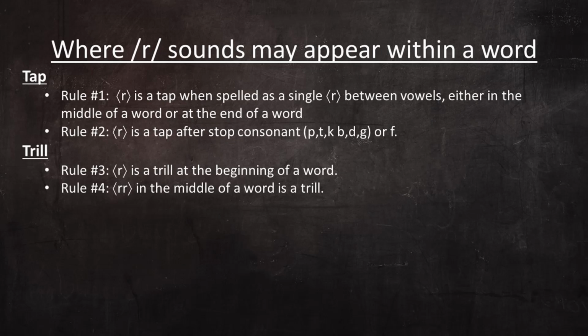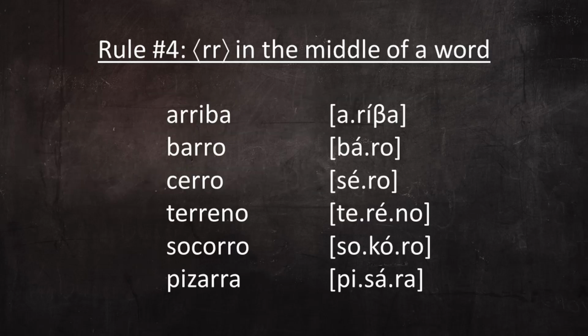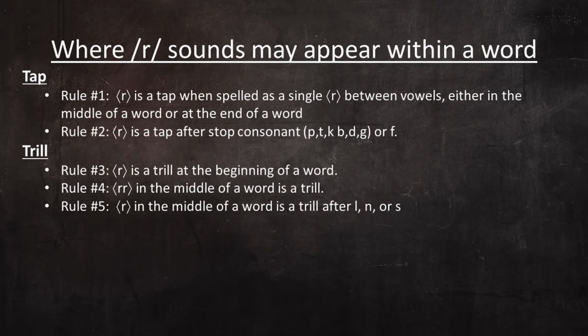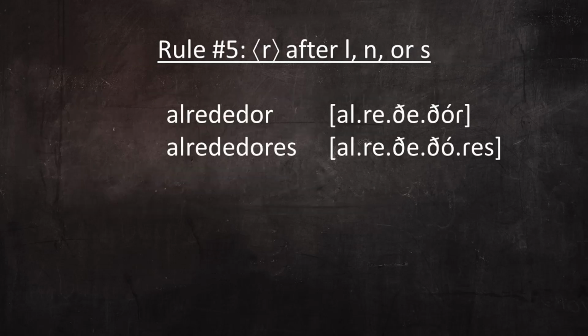When a double R appears in the middle of a word, it's pronounced as a trill. Observe these examples. Arriba, barro, cerro, terreno, socorro, pizarra. R is pronounced as a trill when R appears after L, N, or S. As it turns out, there are very few words in the entire Spanish language containing the LR combination. About the only two you're likely to ever encounter are these. Alrededor, alrededores.